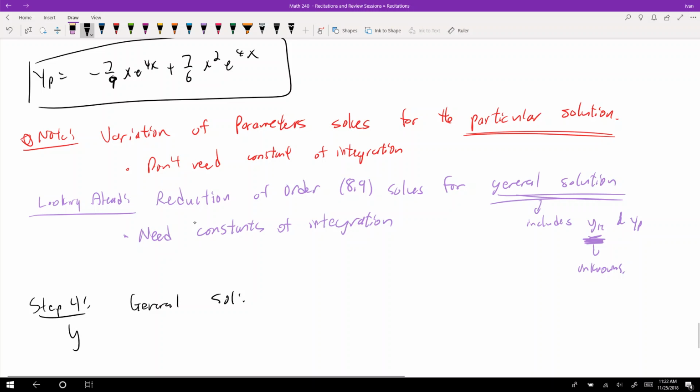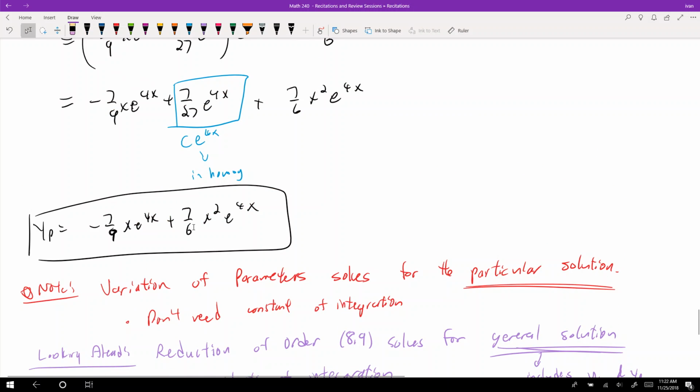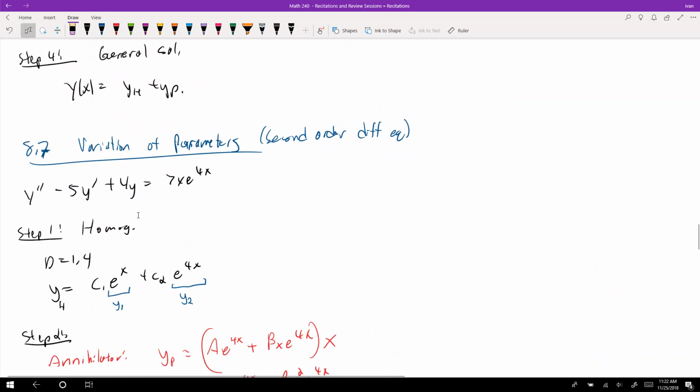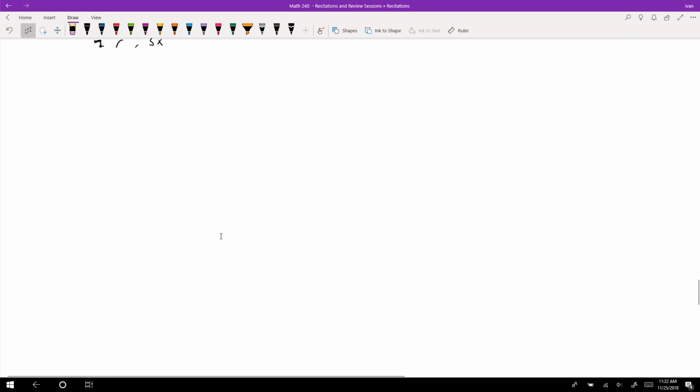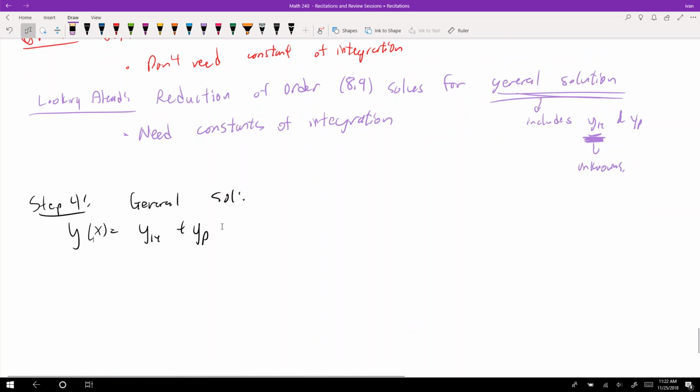So to wrap this one up, you get y of x is equal to yh plus yp. Where here's yp, we have that circled, and then yh is the homogeneous found in step 1. Okay, so that's variation of parameters, that's how you use it. And why would I introduce variation of parameters now?